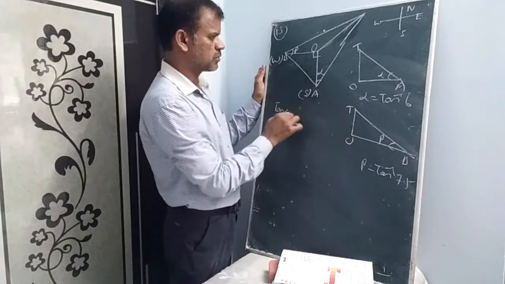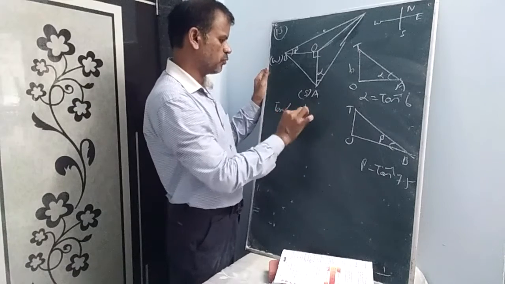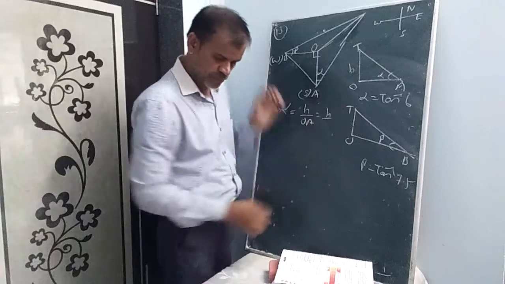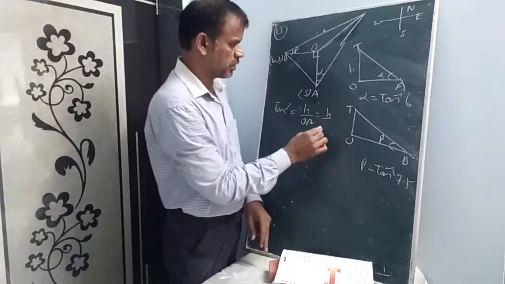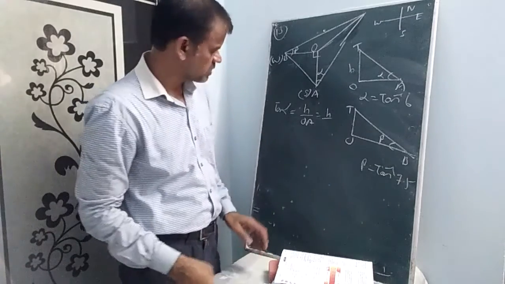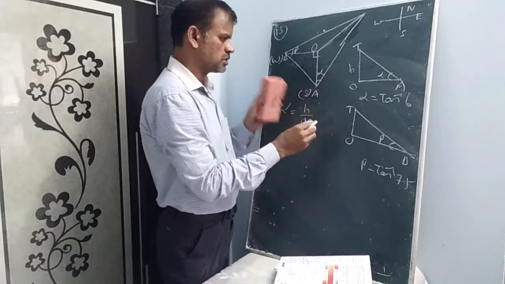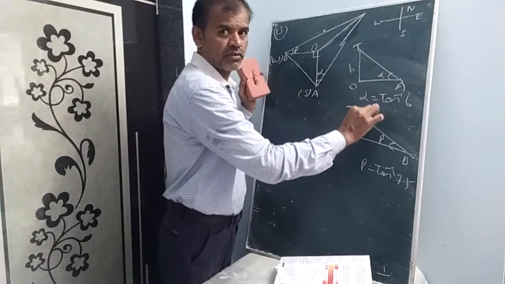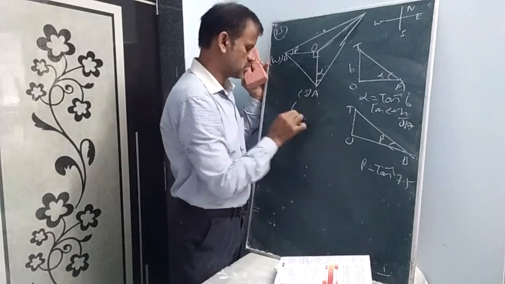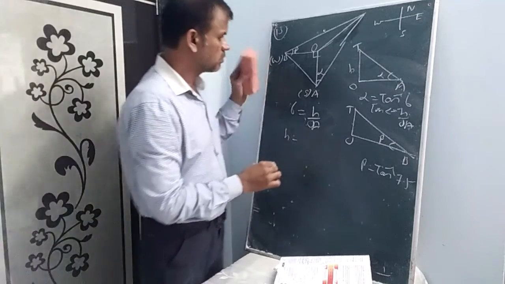Tan alpha is equal to OT, meaning H by OA. And what is the value of H? We don't know. Alpha is equal to tan inverse 6, so directly we can write 6. Here I will write tan alpha equal to H by OA, so 6 is equal to H by OA.